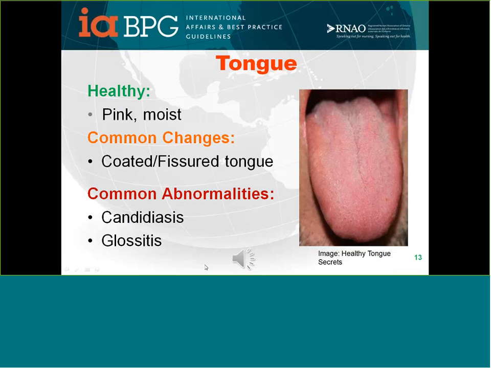Now we'll move on to the tongue section. Normal findings of the tongue include pink color, facial pigmentation, taste buds of various sizes, fissures, and scalloping on the outer borders. Common changes include a coated tongue with a different level of severity. Common abnormalities include candidiasis and glossitis. Although fissures of the tongue are a common finding, this should be noted and assessed for changes on an ongoing basis.